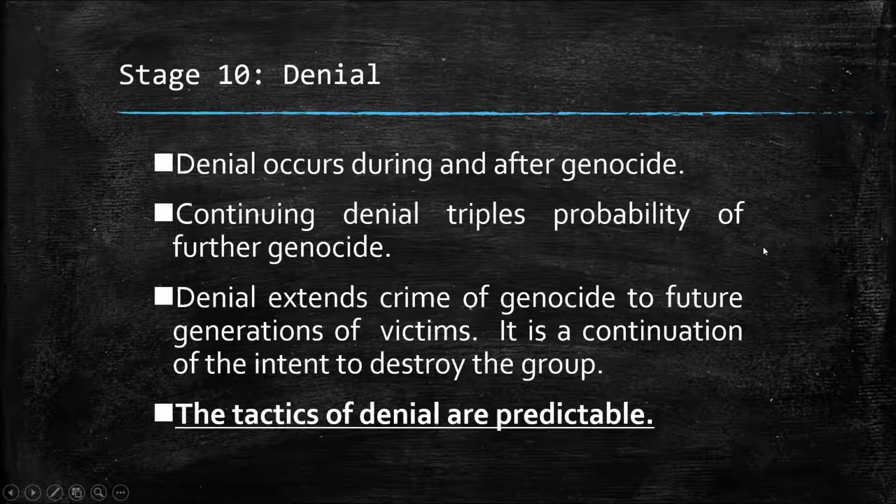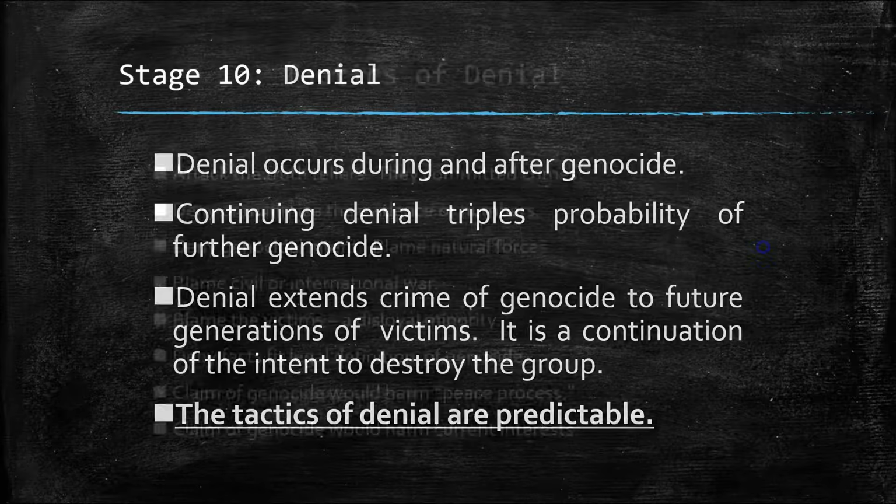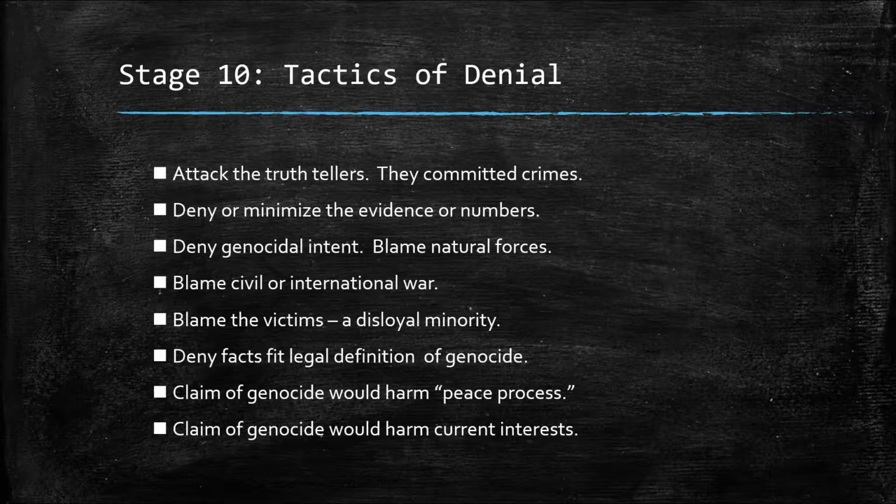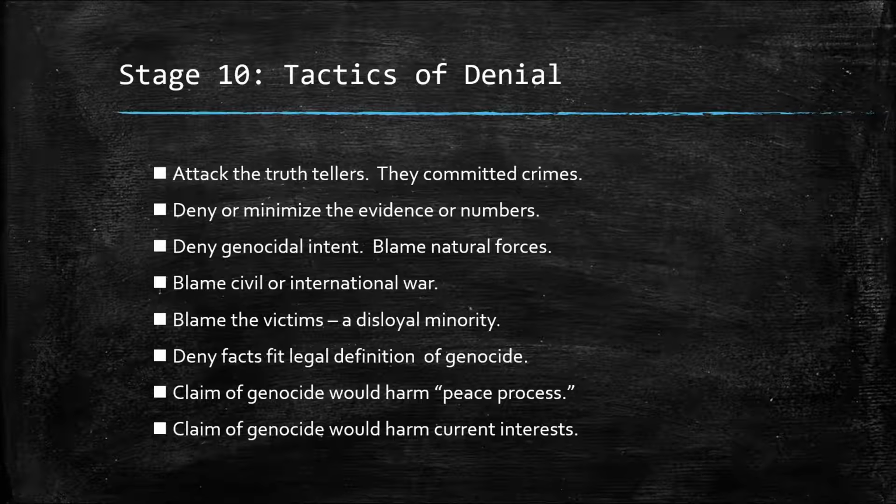I think of Turkey right now, 100 years later, and they have still denied. And the tactics of denial are very predictable. You attack the truth tellers. You say they committed the crimes. You know, a good defense is a good offense, right? Deny or minimize the evidence. Say, no, that's not exactly true. That's hyperbole. That's embellished. When in reality it's true. Deny genocidal intent, blame natural forces, say it was a war, blame the victims, deny the facts that fit certain legal definitions. You claim that bringing it up now is going to ruin things in modern times.